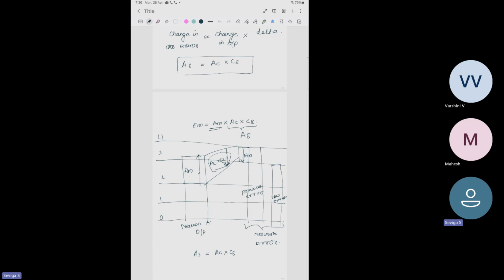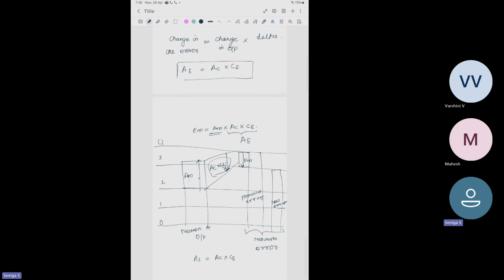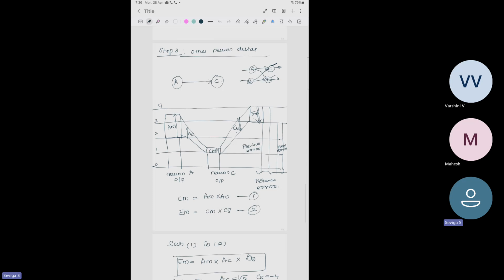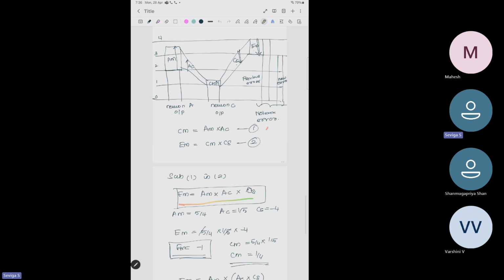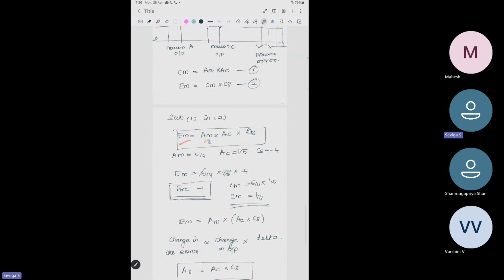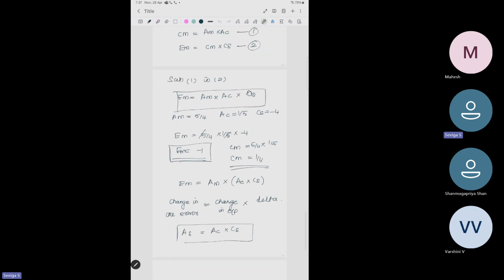In the previous class, where we stopped was, we had two layer neurons, neuron A and neuron C. So they were connected like this. So the change in outcome in neuron C is given by AM into AC, whereas the change in the network is given by CM into C delta. So we combined both the things and then we wrote a new equation where the change in the error network is given by AM into AC into C delta. So we combined these two and then we found A delta.